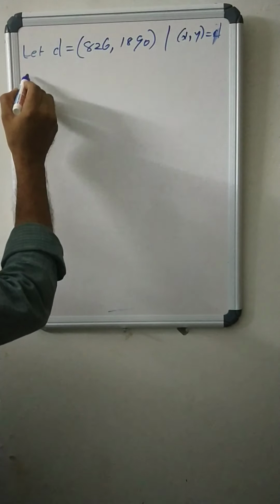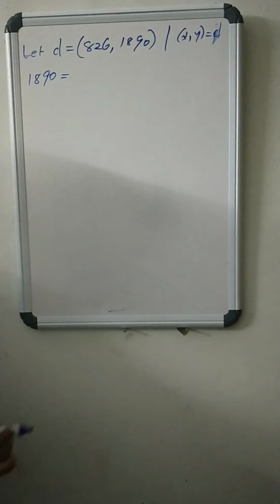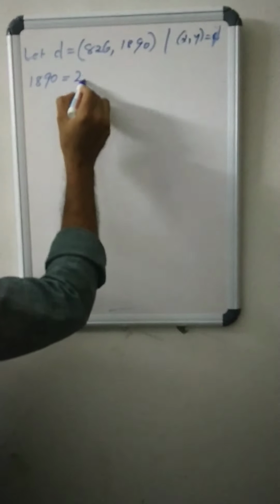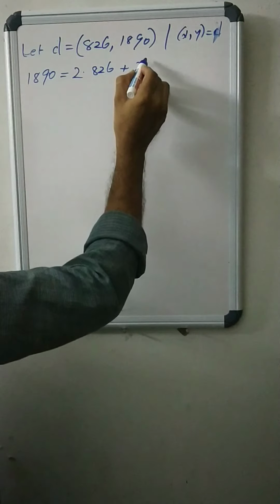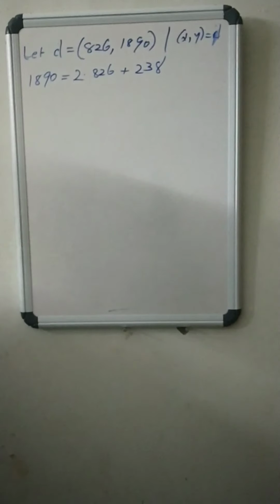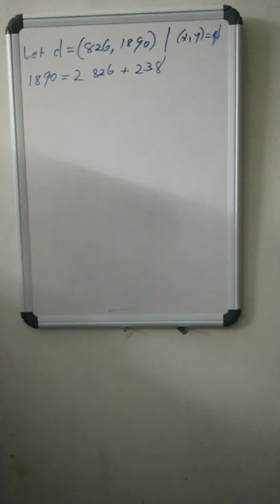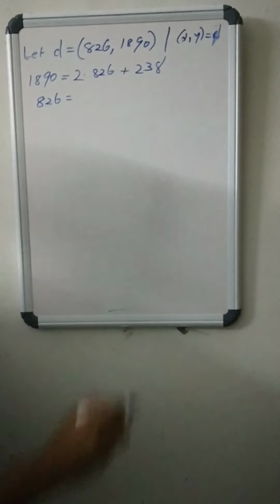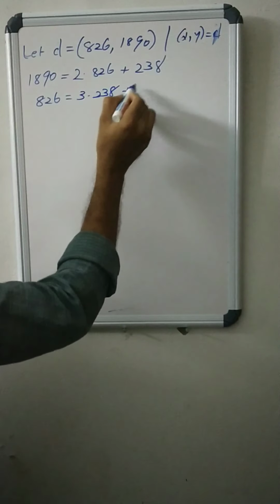That is, come to the largest one, 1890. If you divide 1890 by 826, 1890 equals 2 into 826 plus 238. And now come to 826 in terms of 238. If you divide 826 by 238, it is 3 into 238 plus 112.